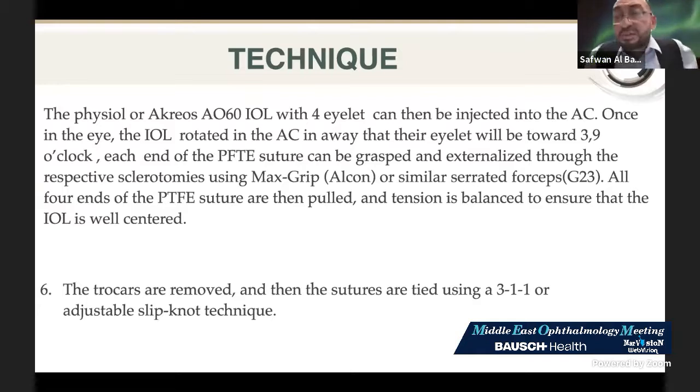The lens is injected into the AC. Once in the eye, it is rotated in a way that its eyelets will be toward 3 and 9 o'clock. Each end of suture can be grasped and externalized through the respective sclerotomy using a MaxGrip Alcon or similar serrated forceps, gauge 23 or 25. All 4 ends of the suture are then pulled, and tension is balanced to ensure that the IOL is well centered, and always this IOL is centered. The trocars are removed, and then the whole surgery is ended.